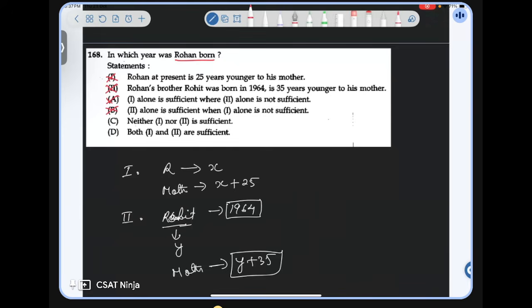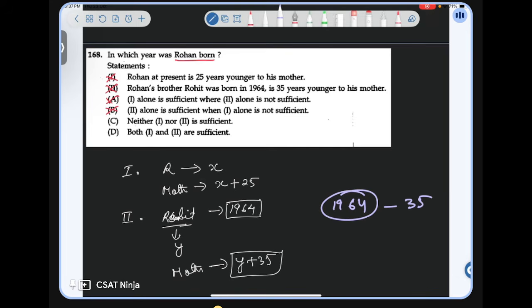We are left with two options here: neither 1 nor 2 is sufficient, or both 1 and 2. So I'll have to combine and check. If I combine these two, if Rohit was born in 1964, and the mother is 35 years older, that means I can find the mother's born year.